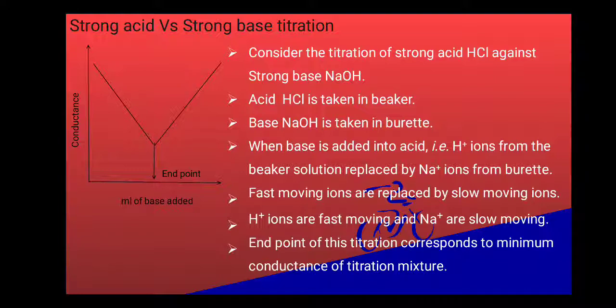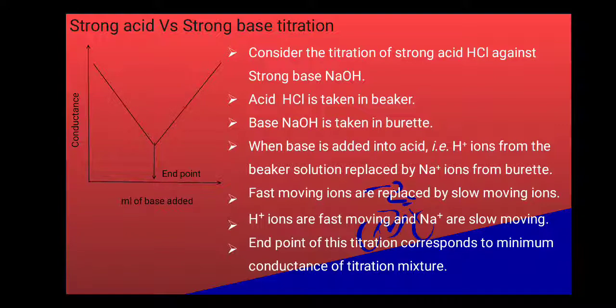For measurement of the endpoint for this titration, you have to plot a graph of ml of base added versus conductance. Initially conductance is high. When you start addition of base from the burette, conductance will go on decreasing. It decreases for every addition of a small quantity of base into the acid solution, and the point where it starts increasing is called the endpoint for this titration. Why is conductance initially high?